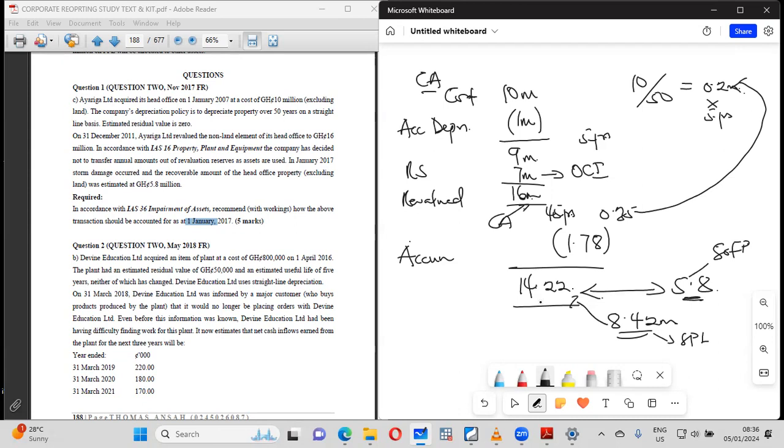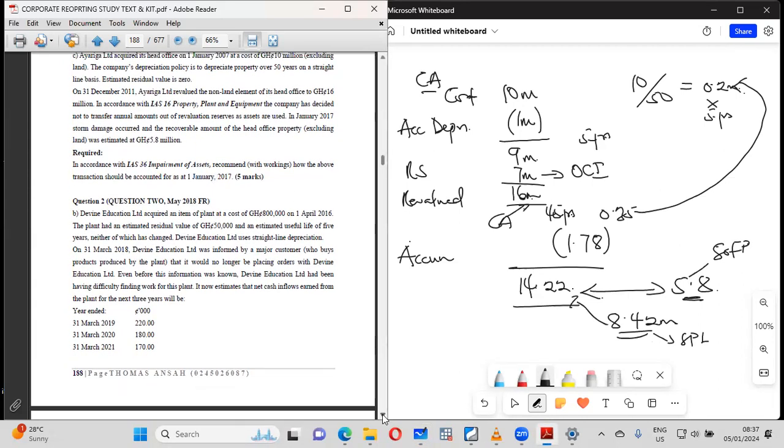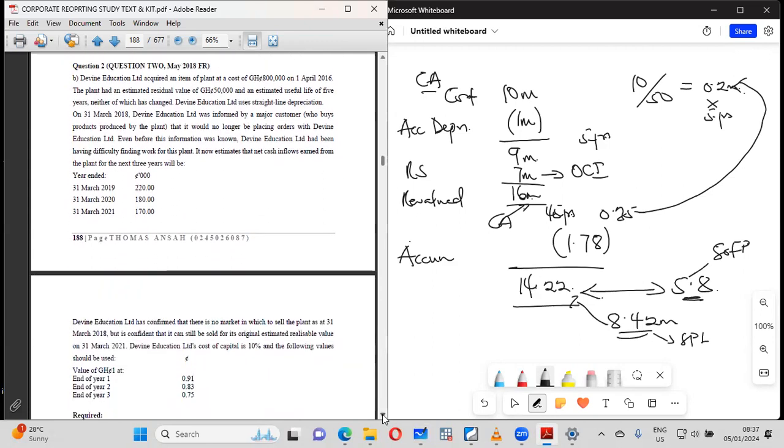So you see, it's tricky. All you need to know is the concept. So if you are calculating carrying amount, you know carrying amount. It's as simple as that. Know how you get your carrying amount, know how you get value in use, know how you get fair value less cost to sell. As simple as that. All right, let's look at the last question.